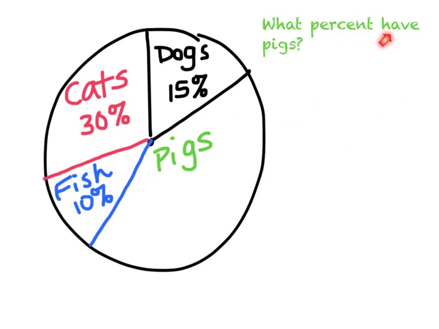Alright, so the first problem is we want to figure out what percent. A survey was given, and we want to know what percent of these students surveyed have pigs as a pet. So these were people's favorite, or the pets that they had.